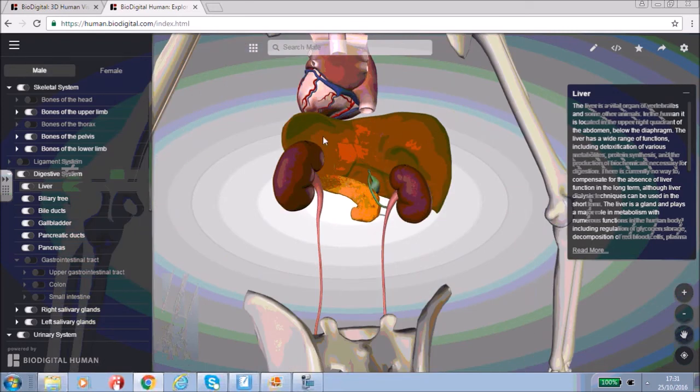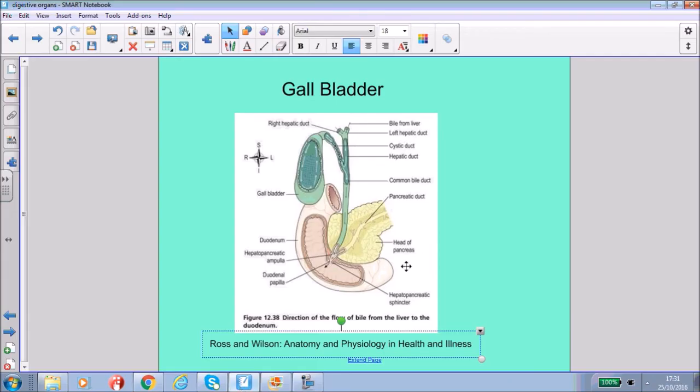So, big, huge liver covering the entirety of the abdomen, and the gallbladder is tucked in behind between the liver and the pancreas. And you'll see it's got a long tube or duct that connects it to the liver. And that's because the liver has produced the bile that will then be stored in the gallbladder.